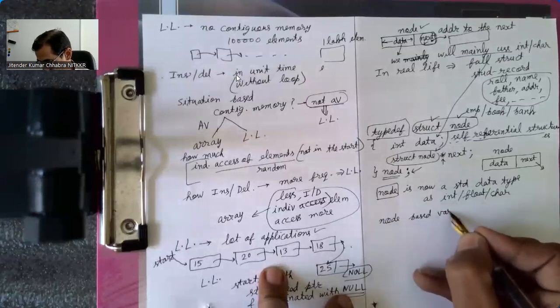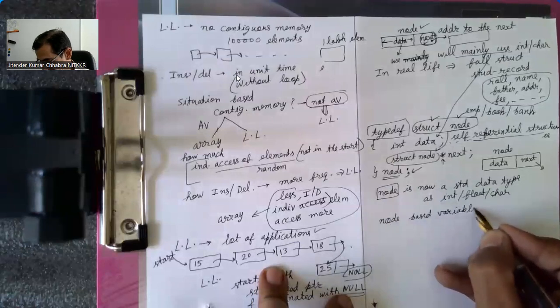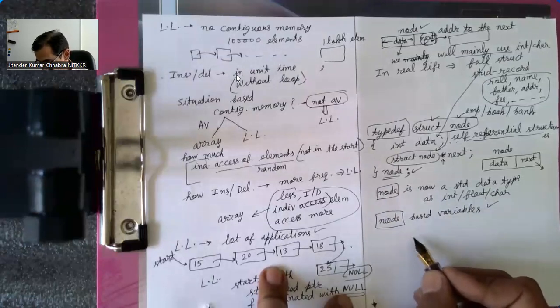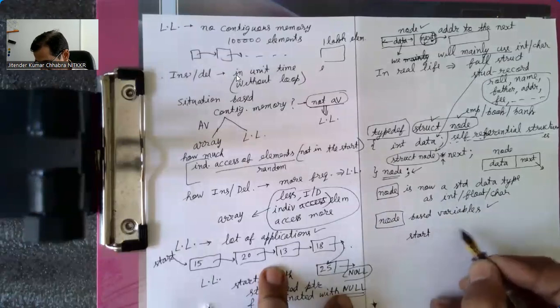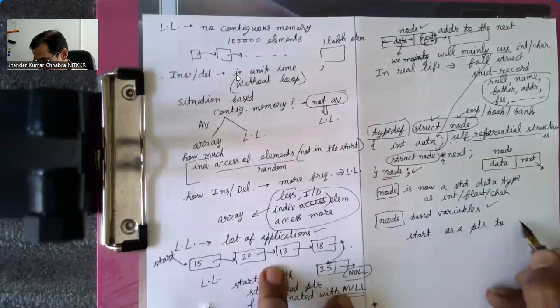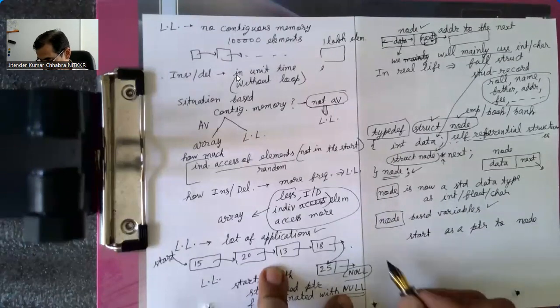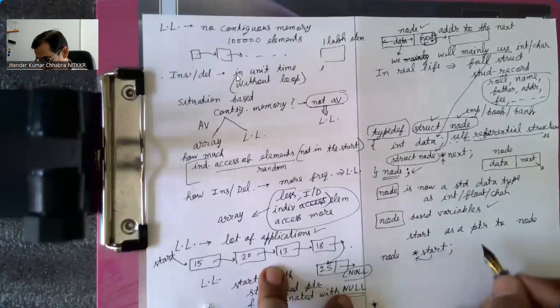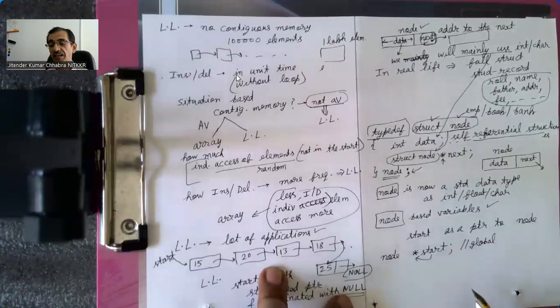Any variable of node type can be declared by using the word node directly. What I need now is start as a pointer. Pointer to whom? To nodes. So I will make a global variable start as a pointer. Start is a pointer to node type. For the time being, I am taking it as global. Later, we will convert that also.